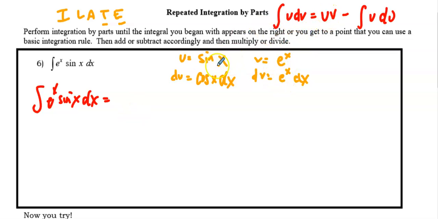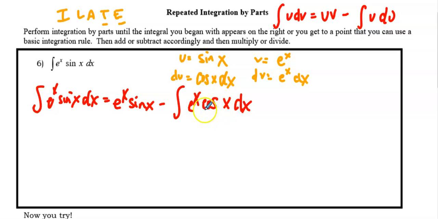First thing we're going to do is multiply u times v, so we're going to get e to the x times sine of x. Then we're going to subtract the integration of v, which is e to the x, times du, which is cosine of x dx. Now, in the previous two videos, this was really easy to integrate. But we really haven't changed stuff very much right here.